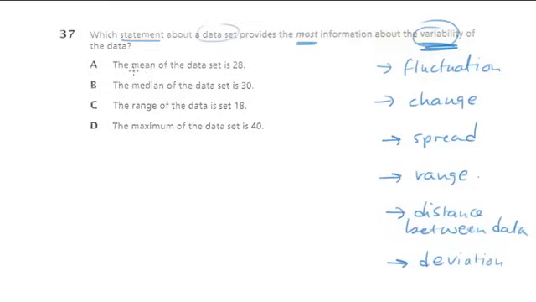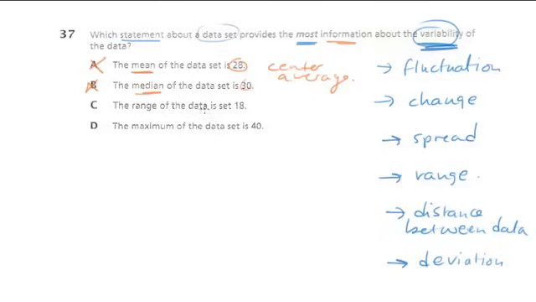Okay, so A, the mean of the data is 28. Well, again, this is really a measure of center, and this is an average. So it's not A, that's telling us more about the middle or the center. B, the median of the data is 30. Well, again, it's useful. It is telling us some information, but it's not telling us a lot about the variability.